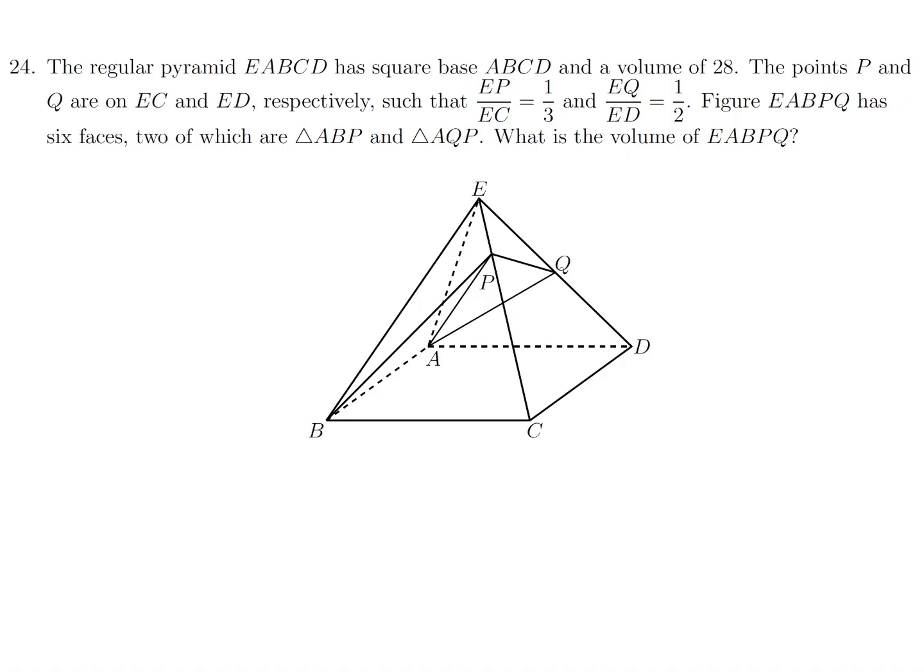The regular pyramid EABCD has square base ABCD and a volume of 28. The points P and Q are on EC and ED respectively, such that EP over EC is 1/3 and EQ over ED is a half. Figure EABPQ has 6 faces, 2 of which are triangle APB and triangle AQP. What is the volume of EABPQ?